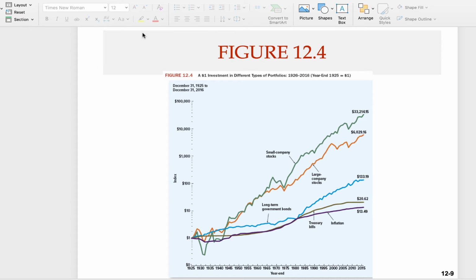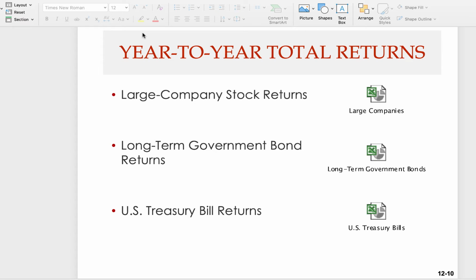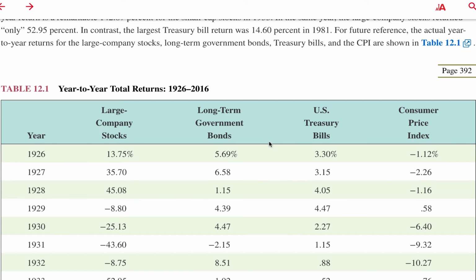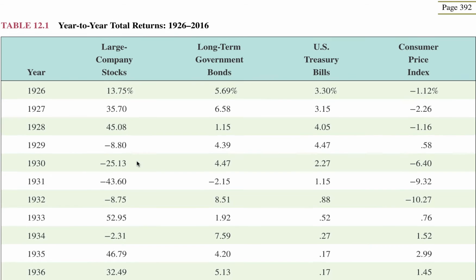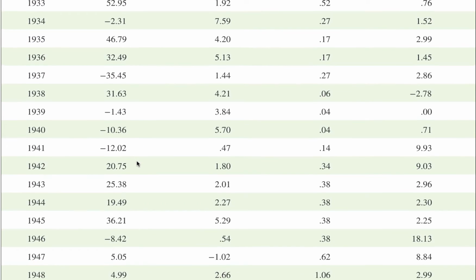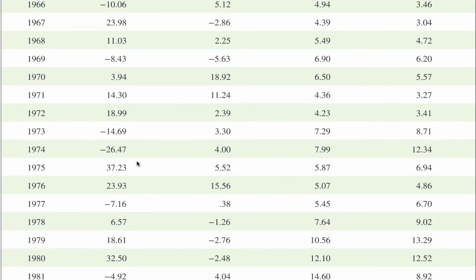So let's take a closer look at these numbers. Now, this slide means absolutely nothing to us, so we need to look at the book. What they did was take the year-to-year returns from 1926 to 2016 for large company stocks, long-term government bonds, and U.S. Treasury bills. As I scroll, you can see that it goes all the way down to 2016.